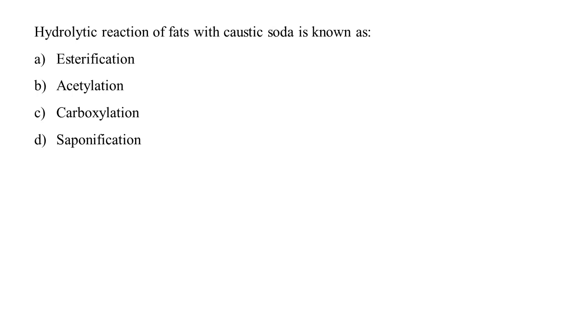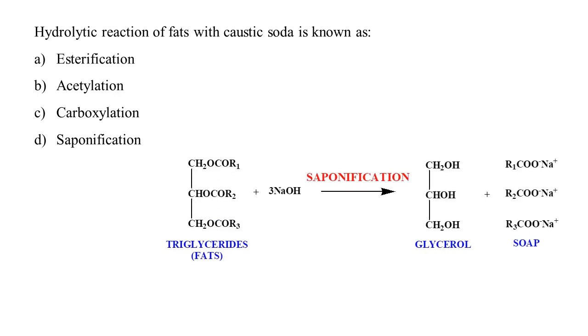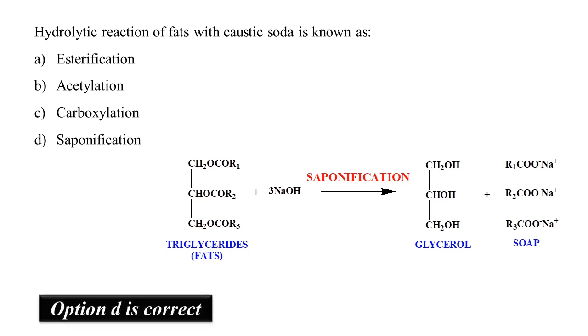Hydrolytic reaction of fats with caustic soda is known as... बड़ा सिंपल सा क्वेश्चन है, लोअर क्लासेस में हमने पढ़ा है that fats अगर उसको caustic soda से रिएक्शन कराया जाए तो उस प्रोसेस को हम saponification कहते हैं, which is used in making soaps. So in the present case, the D option has to be correct, which is saponification.